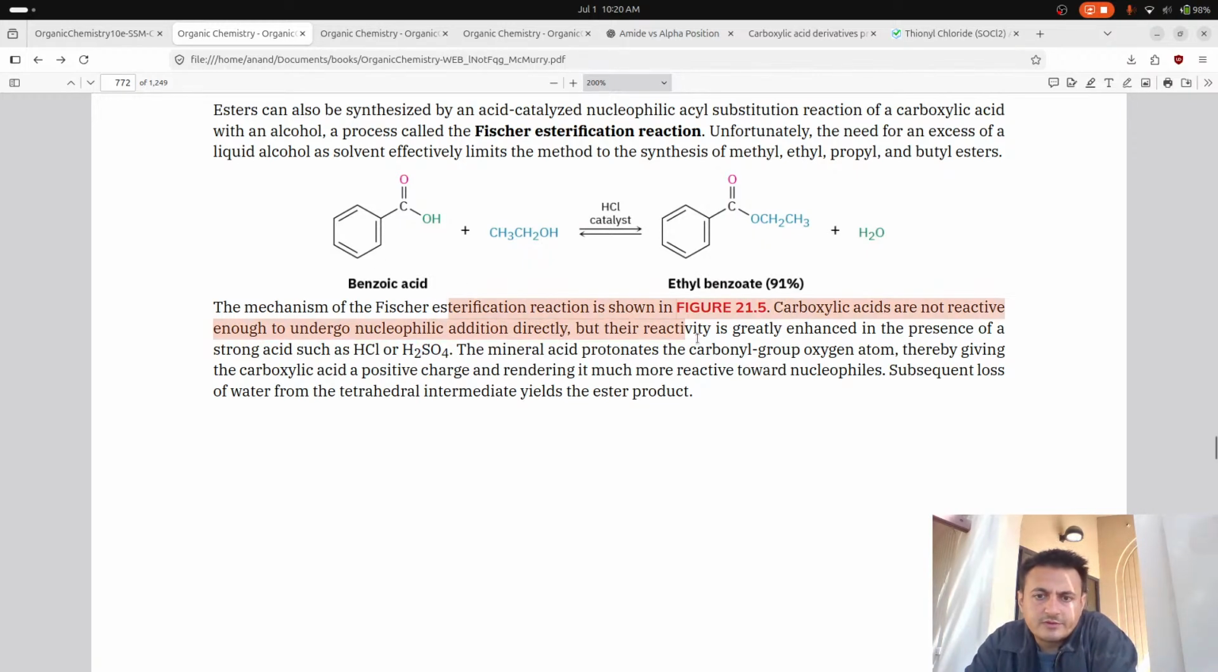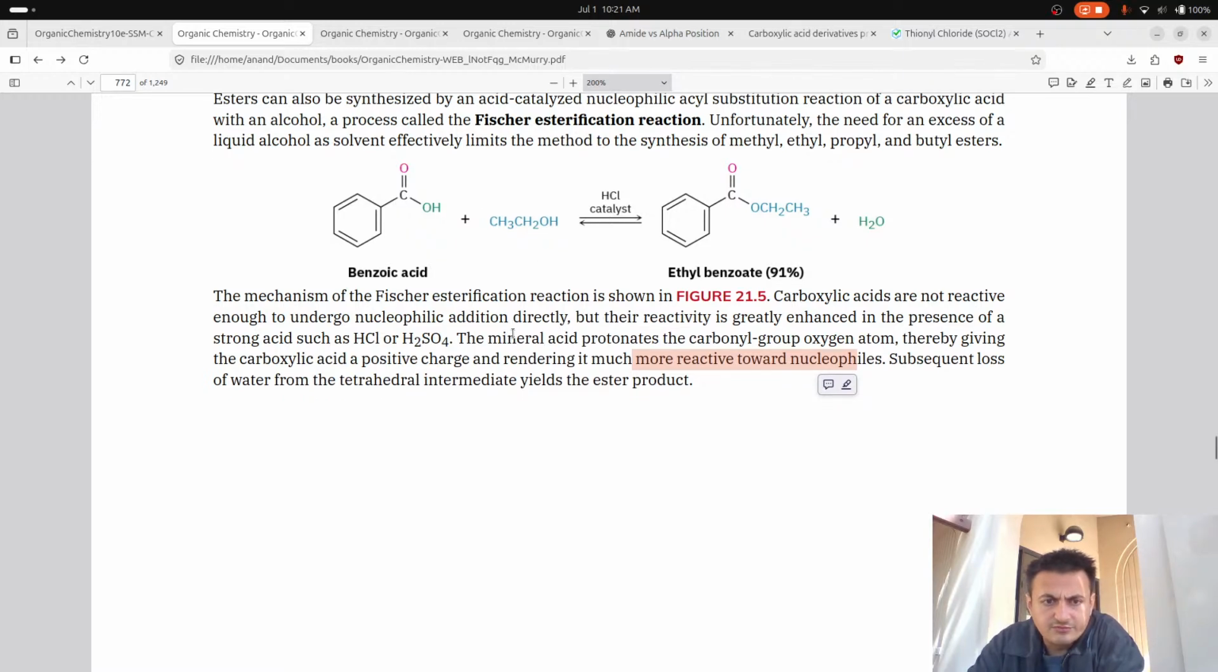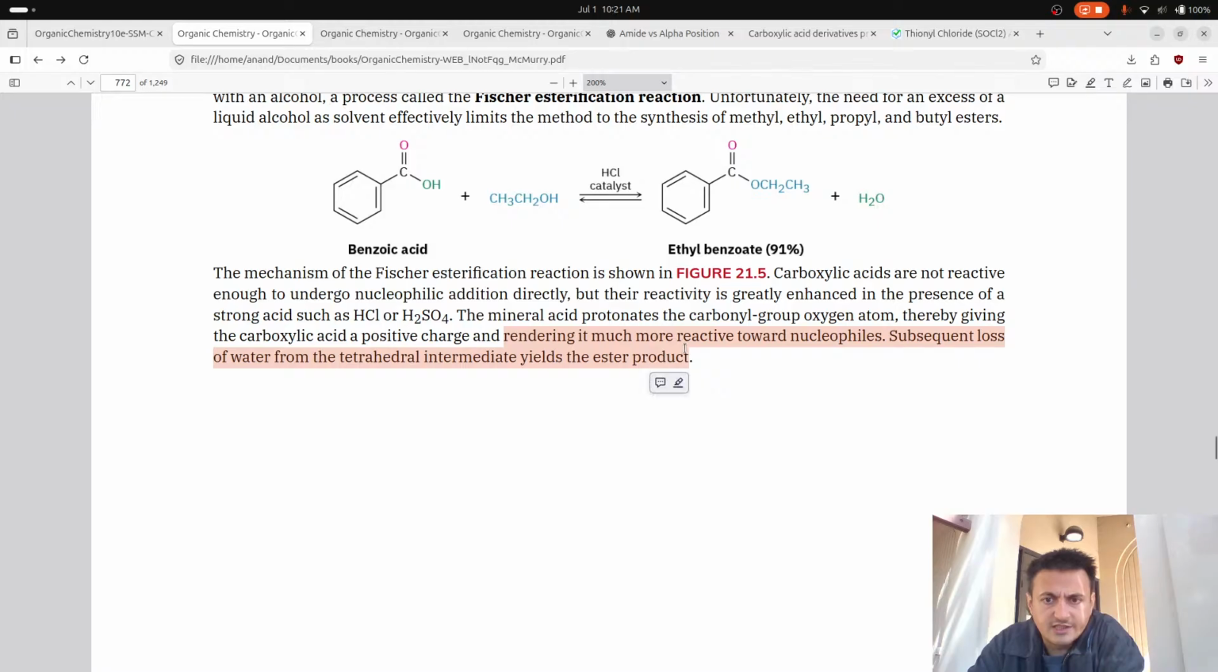Mechanism of Fischer esterification is shown. Carboxylic acids are not reactive enough to undergo nucleophilic addition directly, but their reactivity is greatly enhanced in the presence of a strong acid like sulfuric or hydrochloric. The mineral acid protonates the carbonyl group oxygen atom, thereby giving the carboxylic acid a positive charge and rendering it much more reactive to its nucleophiles. Yeah, so this carbon is very electropositive. Subsequent loss of water from the tetrahedral intermediate yields the ester.